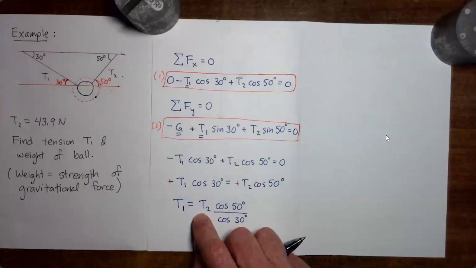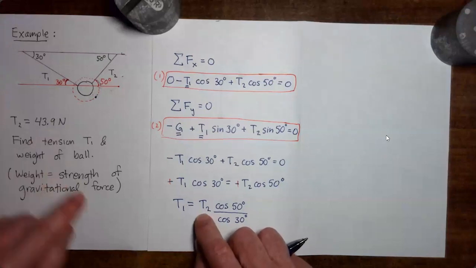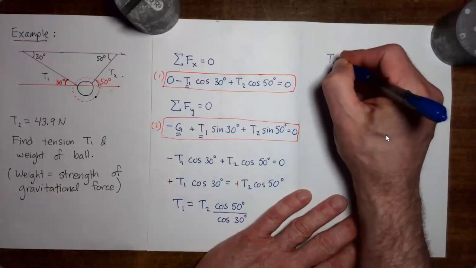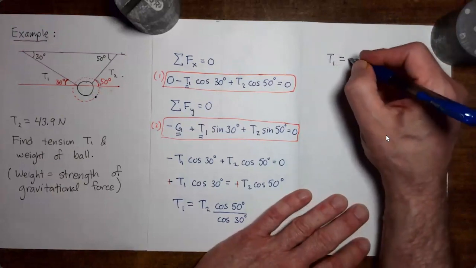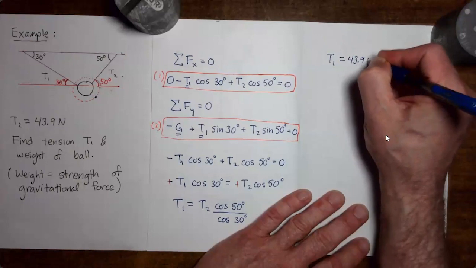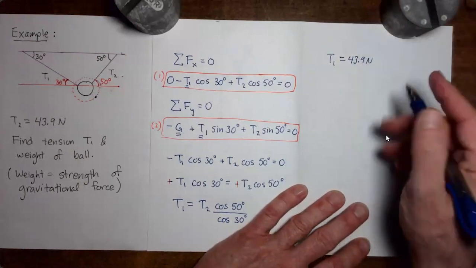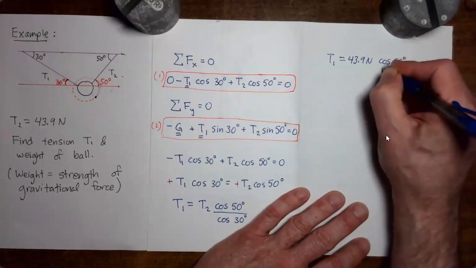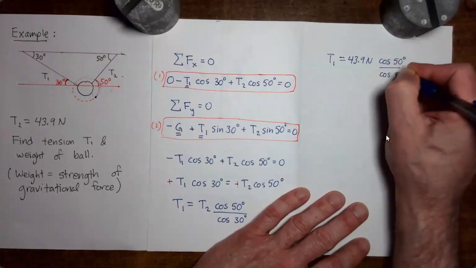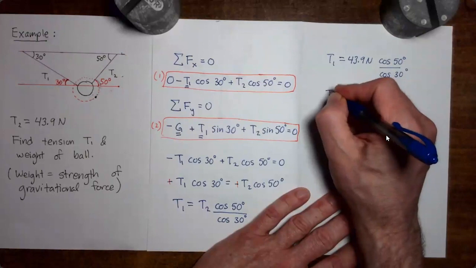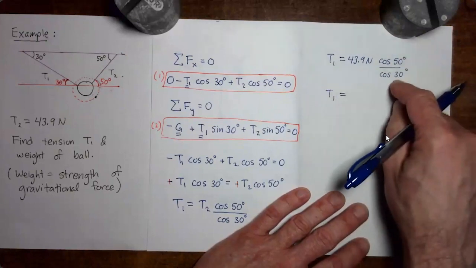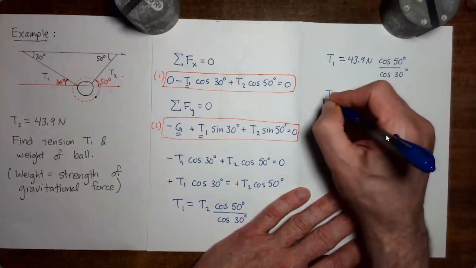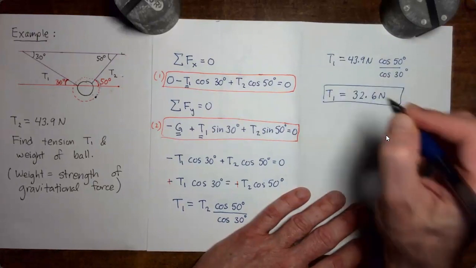Okay, so tension 2 is given as 43.9 newtons. So I'm going to write tension 1 equals, substituting 43.9 newtons, then times cosine 50 over cosine 30. You can put this in your calculator now. I got 32.6 newtons. Okay, so that's the first thing we were looking for.